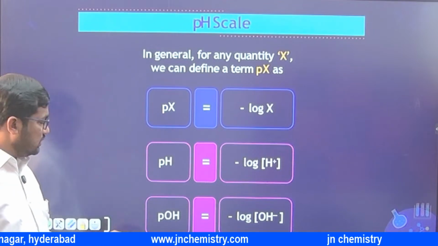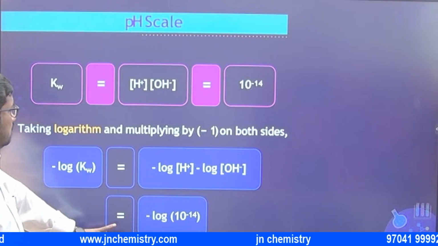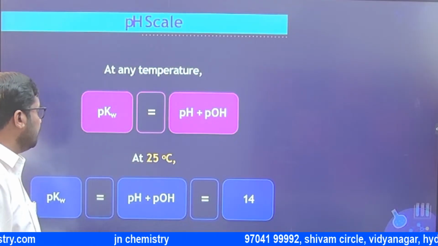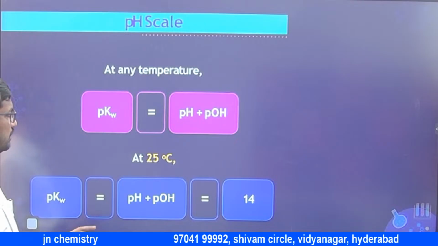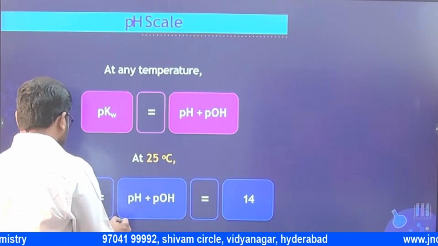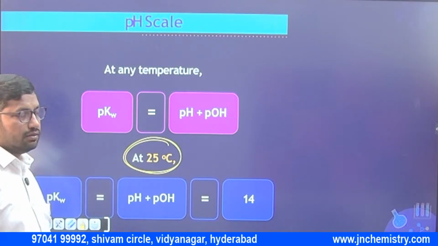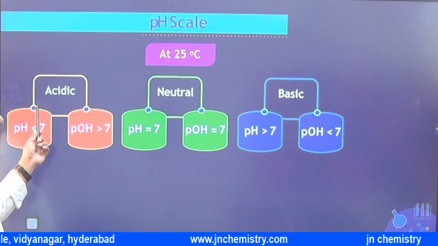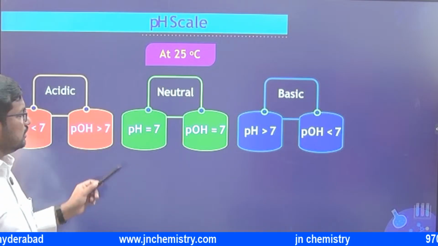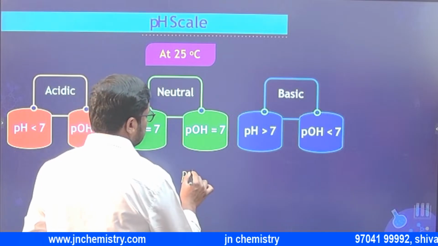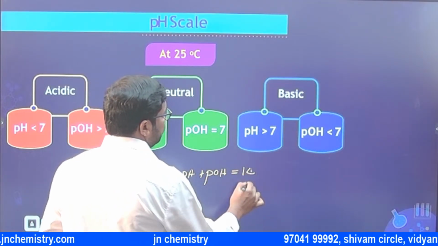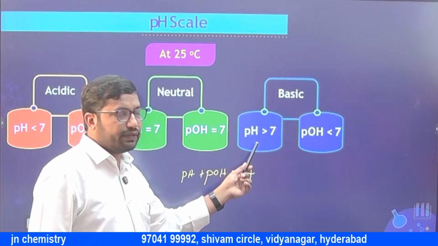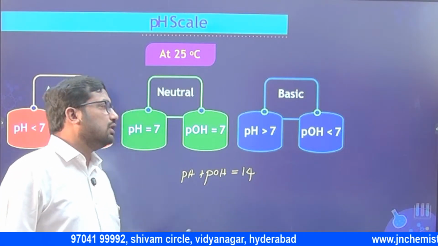pH and pOH I already discussed. At 25 degrees centigrade, pH plus pOH is equal to 14. This is very important, particularly at 25 degrees centigrade. In the pH scale, pH less than 7 means acidic, or pOH greater than 7 we can also say acidic, because pH plus pOH is equal to 14. If pH is 7, it is neutral, and pOH 7 will also be neutral. So pH greater than 7 is basic, or pOH less than 7 is also basic.